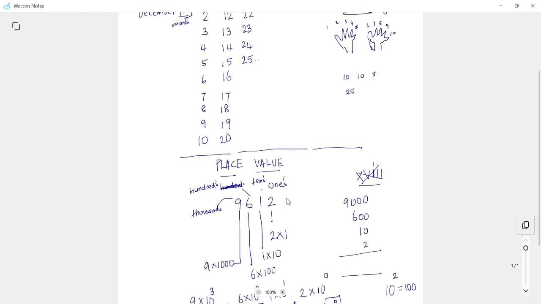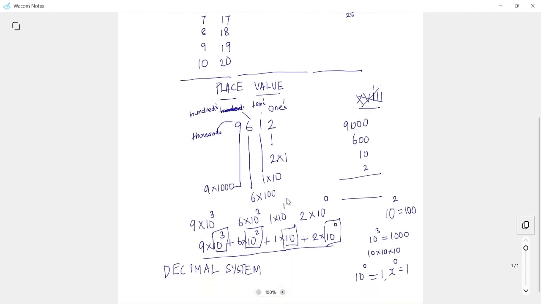And then we talked about the place value. The place value determines the value of that particular digit. So this is the ones, tens, hundreds, and thousands place. And if 9 here is in the thousands place, it is nothing but 9 into 1000, 6 into 100, 1 into 10, and 2 into 1. That is how the place value works. So if you look at this, all of this is based upon the number 10.